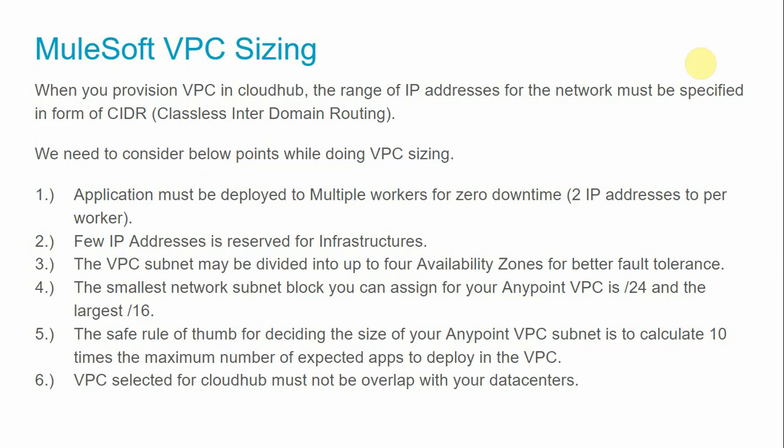Also, if you have selected a VPC range or CIDR mask, it should not overlap with your data center or your on-premise data center. Let's consider if you are doing VPC peering, VPC IPsec tunneling or anything. In that case, your IP addresses should not overlap.